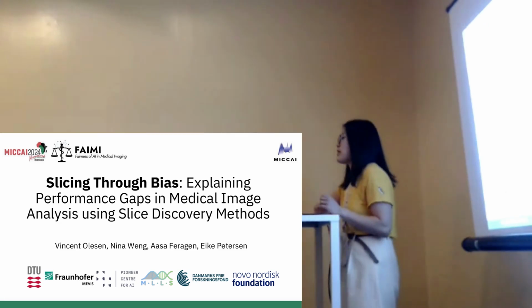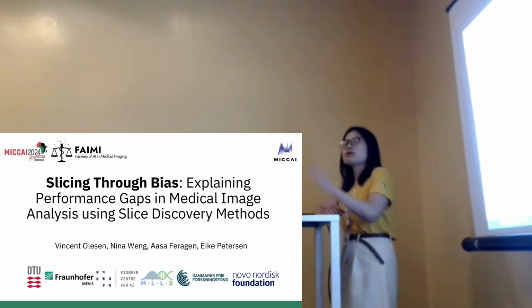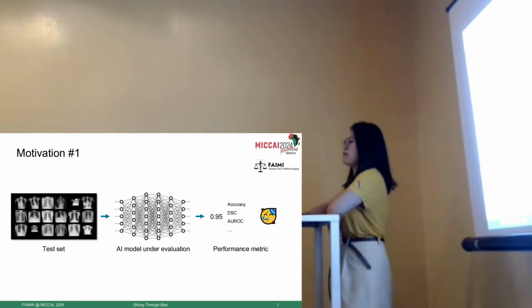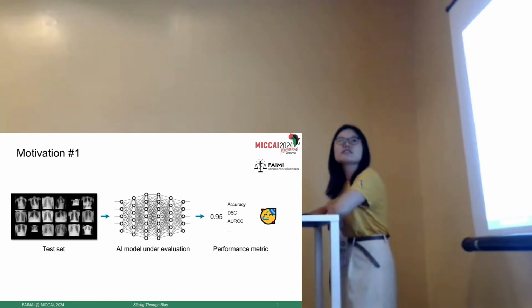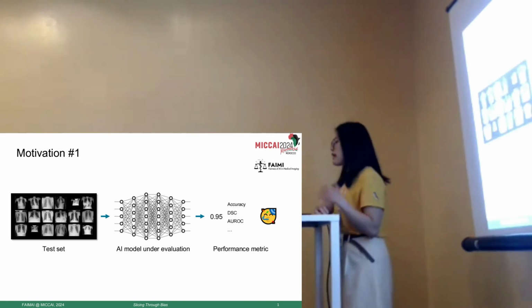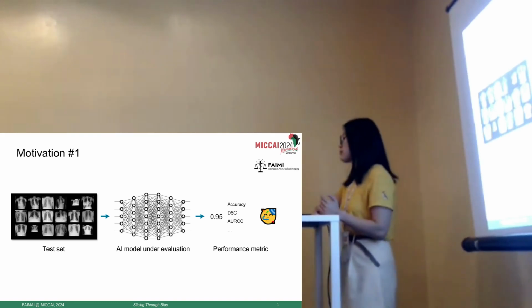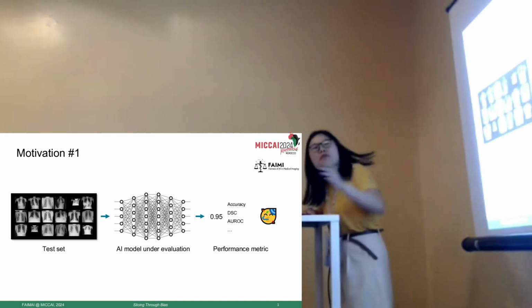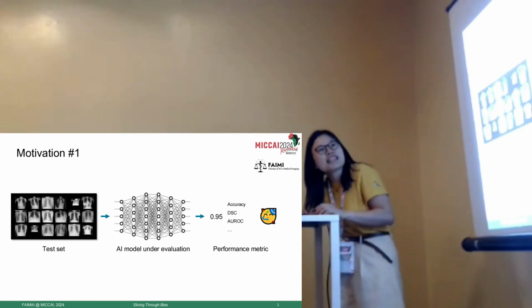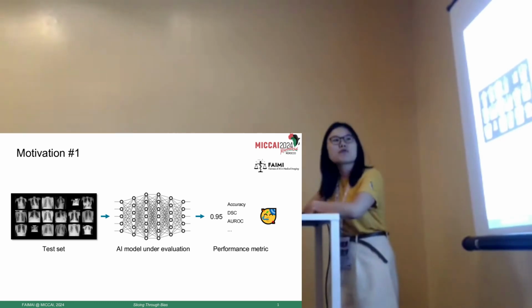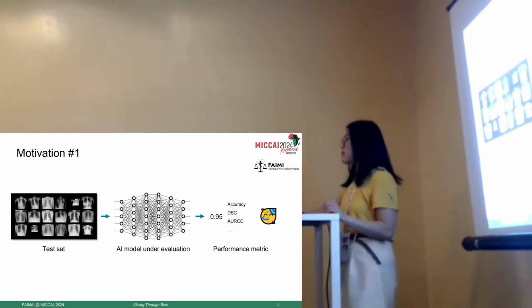To start with, usually in medical imaging or in other domains, we have an AI model under evaluation, and we usually use some sort of metrics to evaluate it, like accuracy or the area under the curve. Sometimes it will give us quite high performance, and then we are very happy about that.